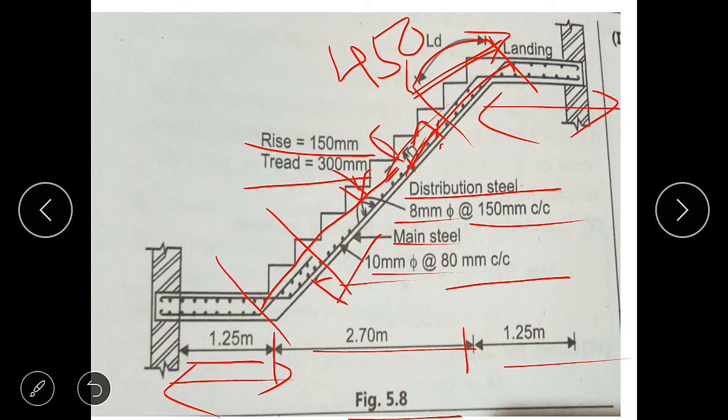So in today's lecture we solved one numerical of dogleg staircase. Anyone having doubt regarding today's lecture, you can ask your question in the chat box.